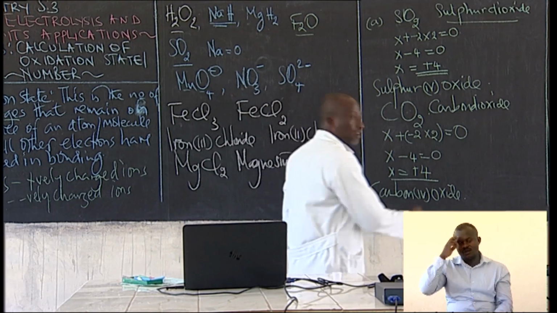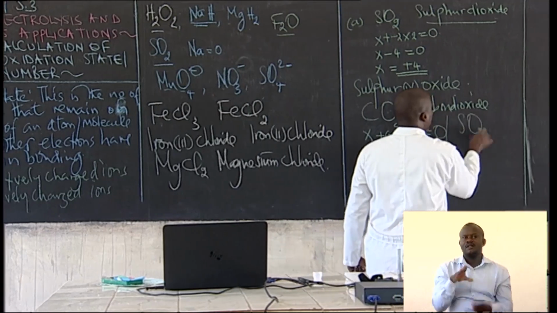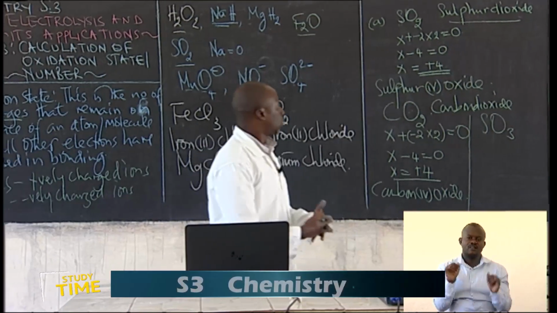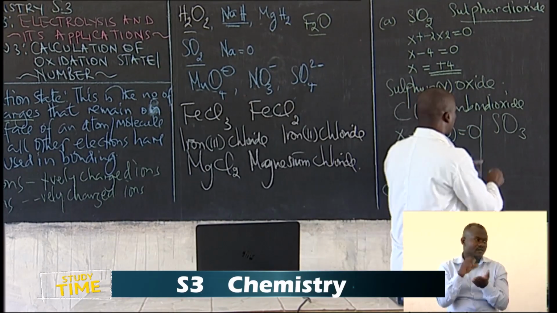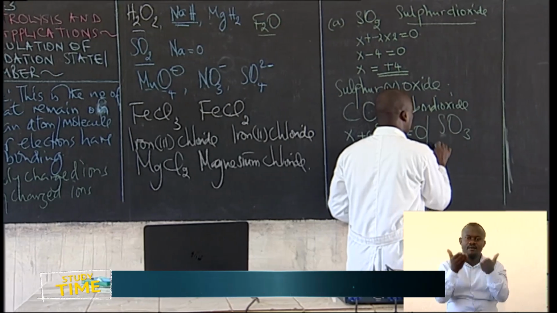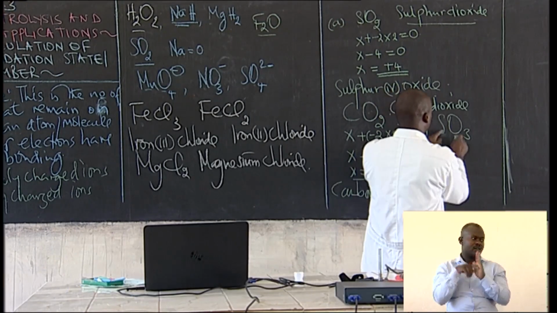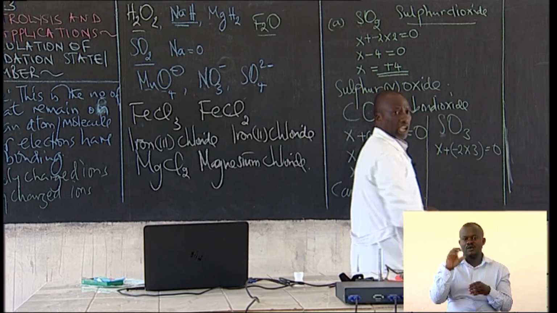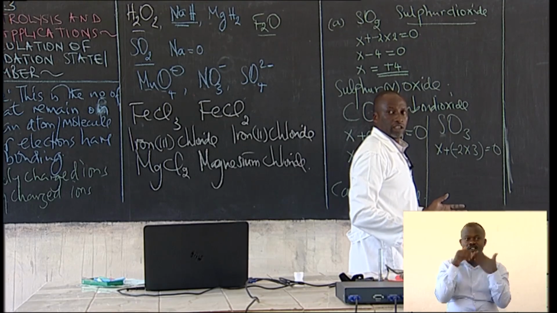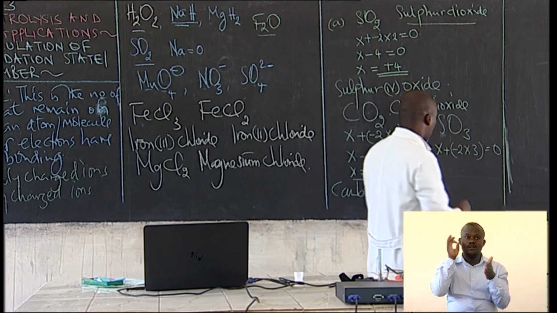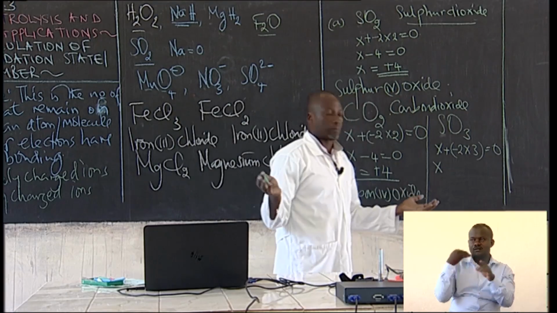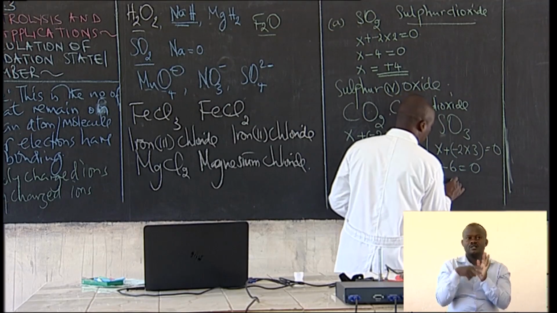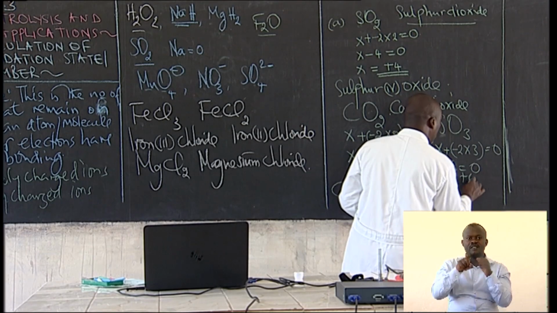What about the next one? Let us see, can we calculate this? This one is commonly known as sulfur trioxide. Can you calculate the oxidation state of sulfur here? That is X plus -2 times 3, which is equal to 0. No charge here, so you equate to 0 as we have said in the rules. So this will be X minus 6 equal to 0. So this is +6.